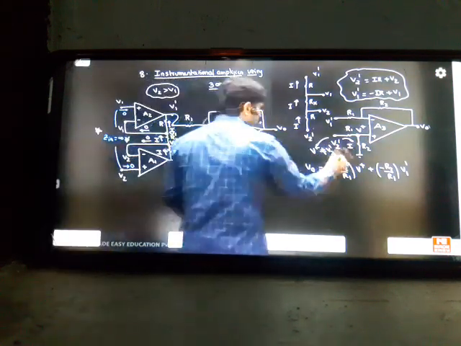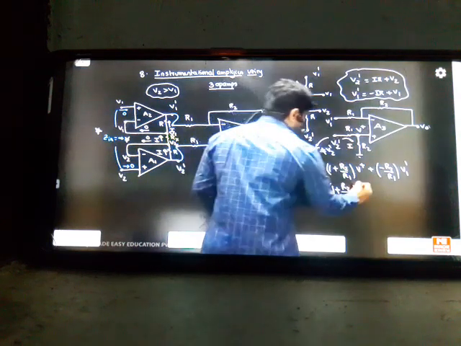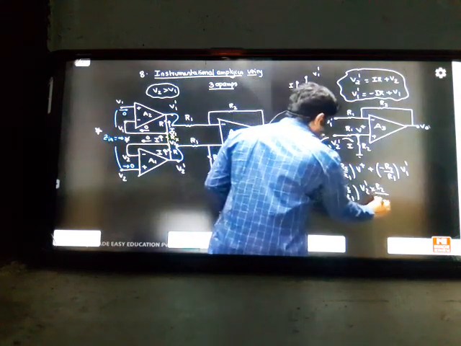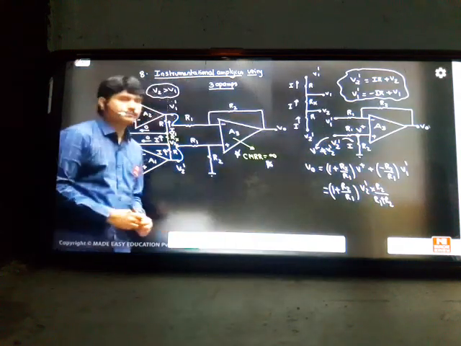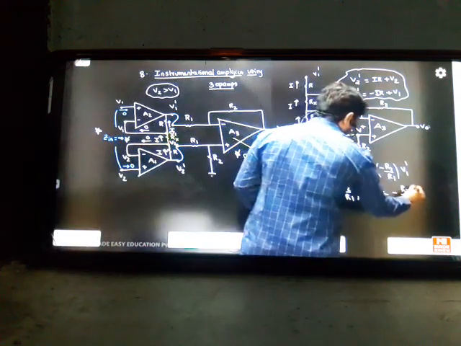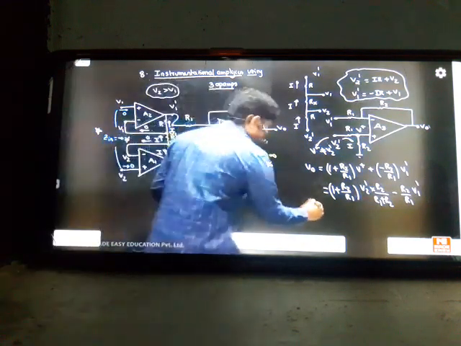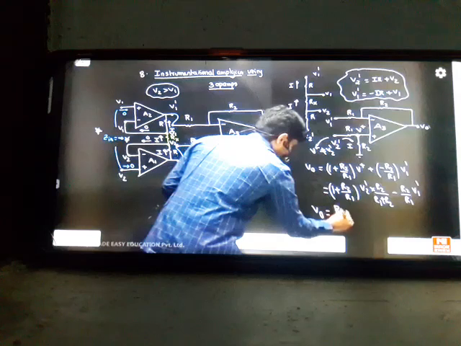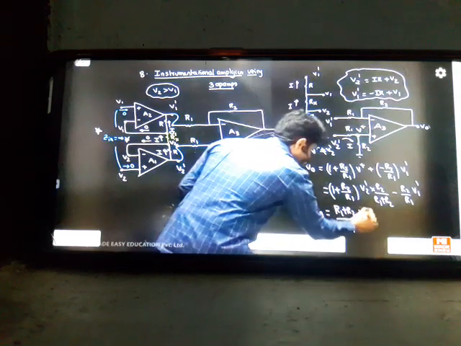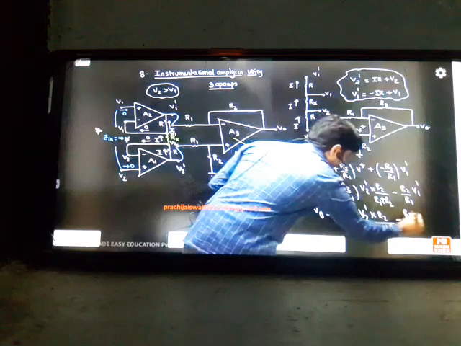Then how to write V plus? The voltage division rule you can apply. 1 plus R2 by R1 into V plus, where V plus here is V2 dash into R2 by R1 plus R2. Just write the voltage division rule there. Plus minus R2 by R1 into V1 dash. You can simplify this answer and see how much is coming. So I think this LCM will be R1 plus R2 by R1 into V2 dash into R2 by R1 plus R2 minus R2 by R1 into V1 dash.